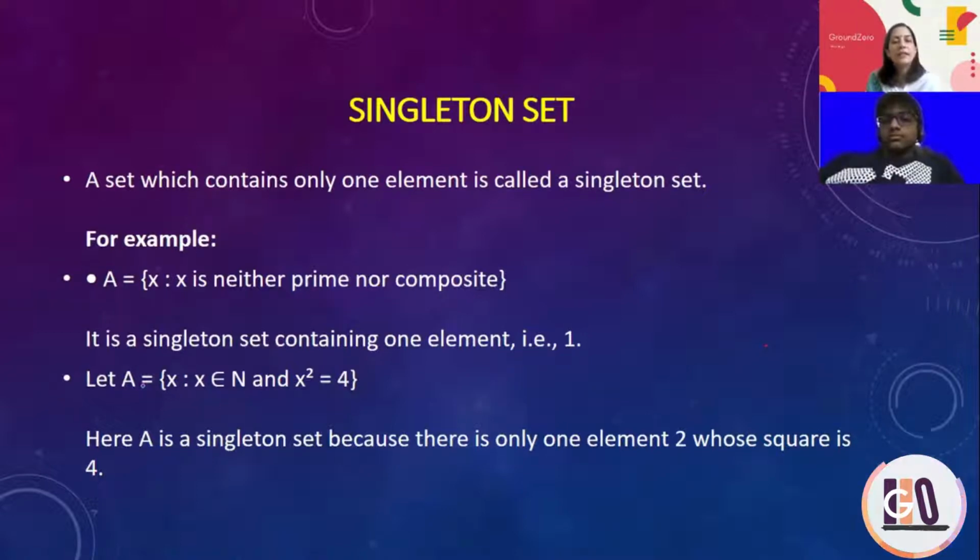Now let's take the second example. A is equal to x such that x belongs to N and x squared is equal to 4. What's the value of x? It's 2, since 2 times 2 is 4. So the element of A is just 2, only one element. Because it's a singleton set, A equals 2.